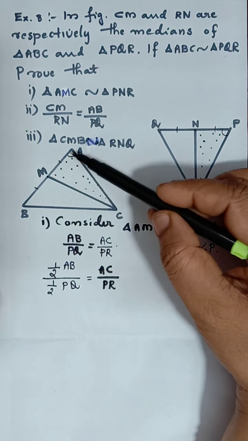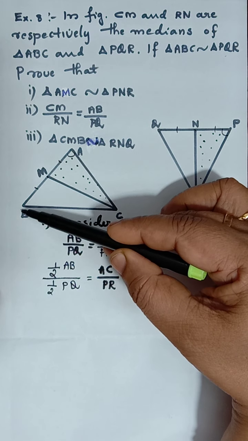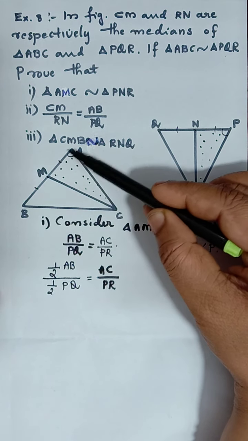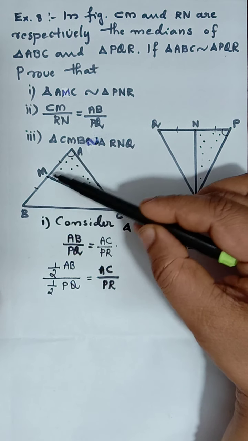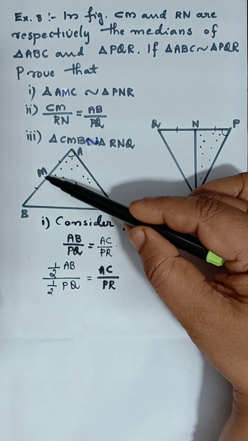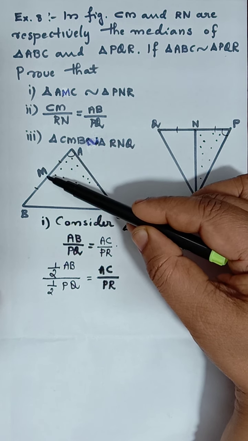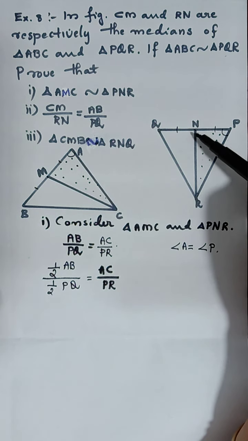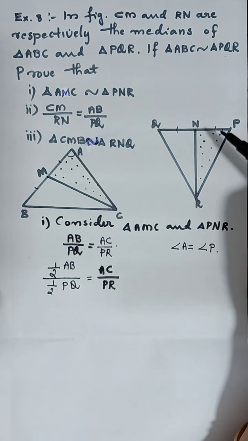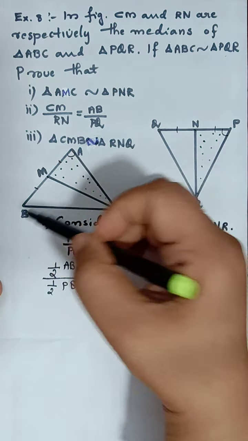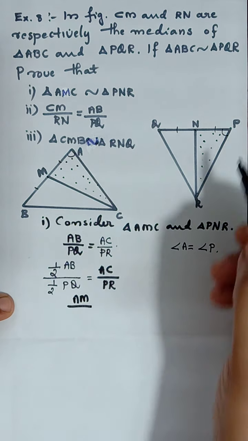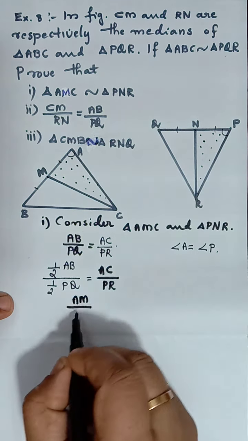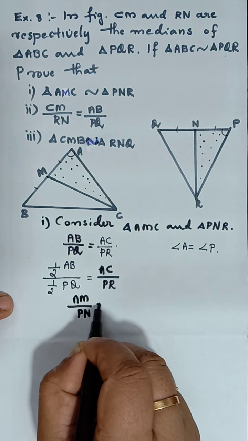But AB is not a part completely, only half of it, that is AM. When we take AB's half, as I told you, M is the midpoint, AM is the half of AB, PN is the half of PQ. Therefore, instead of half of AB, I'll be writing it as AM, by half of PQ, which is PN. So, let us see the relation.